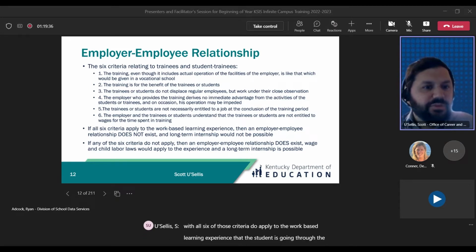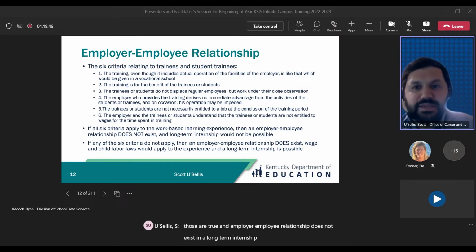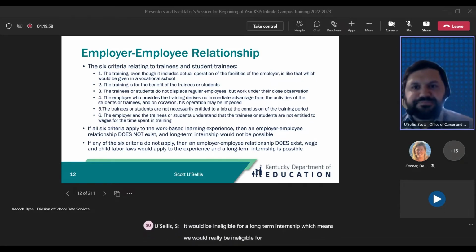then an employer-employee relationship does not exist. So if all those are true, an employer-employee relationship does not exist, and a long-term internship would not be possible. Okay, so if all those are true, basically what you're looking at is a short-term internship. You would be ineligible for a long-term internship, which means you would really be ineligible for a course code.